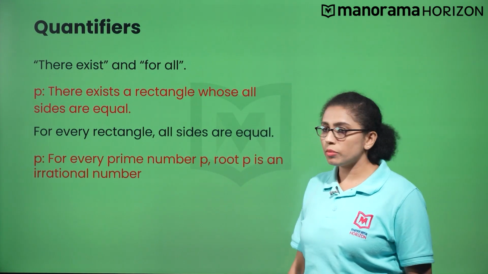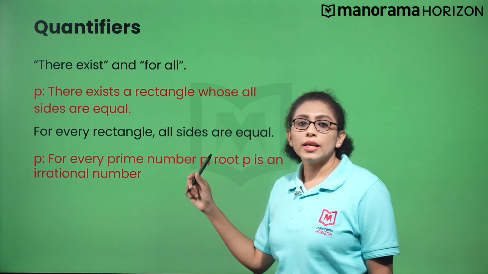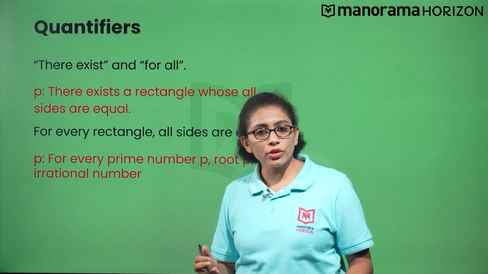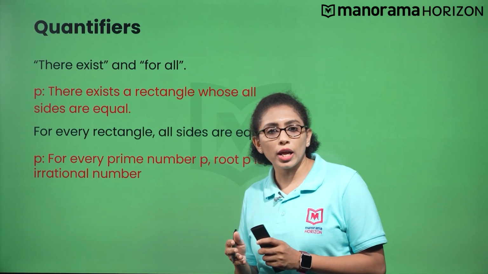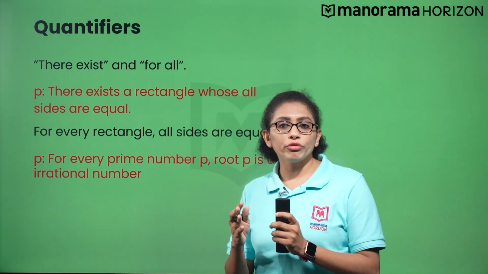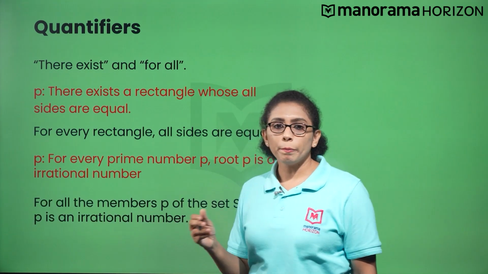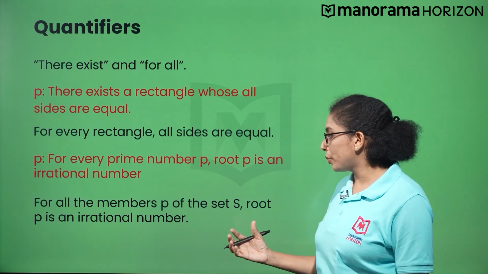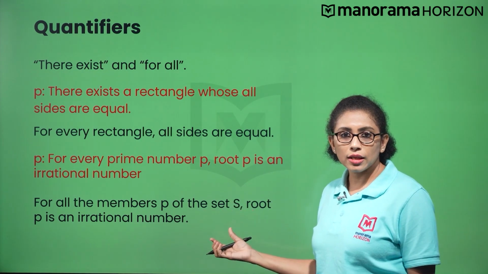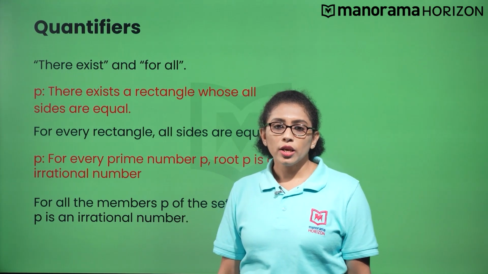Then consider another statement. For every prime number p, root p is an irrational number. In general, a mathematical statement with the phrase for every can be interpreted as all the members of the given set. So, the given statement means that for all the members p of the set S, root p is an irrational number. Alright? Now we have seen different mathematical statements using special words and phrases.